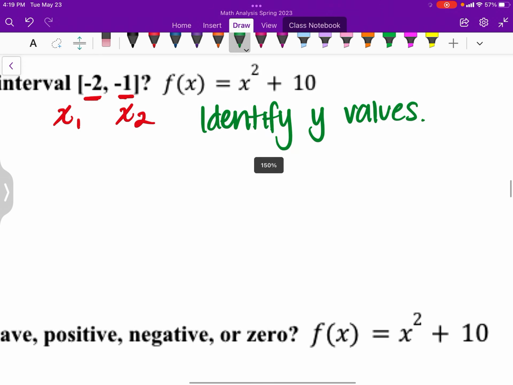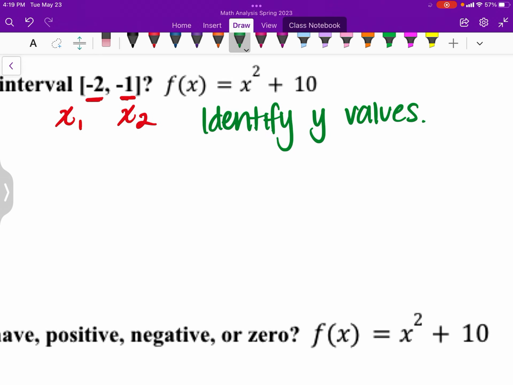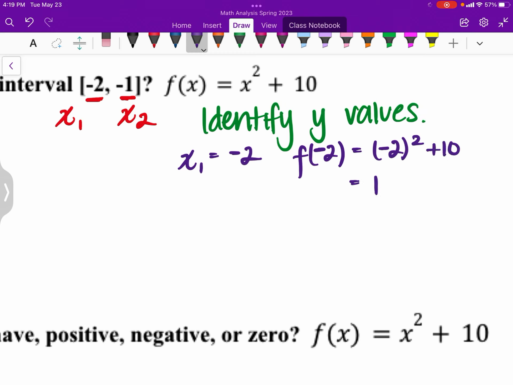And in order for us to identify those y values, we have to substitute once again the values for x, both x's. So I'm going to start off in this case with x1, which in this case equals -2. So then we're going to use the equation of f. So f of -2 equals -2 squared plus 10. -2 squared in this case is 4. 4 plus 10 is 14. So then in this case, y1 is 14. So we have the first point.